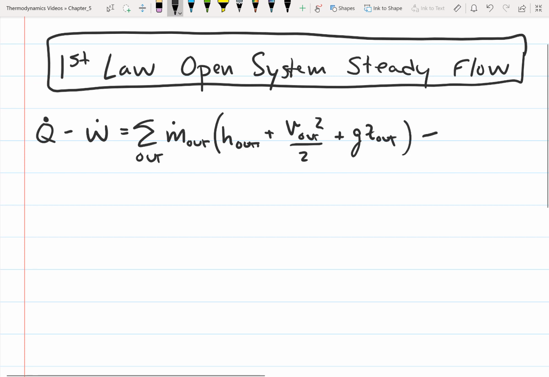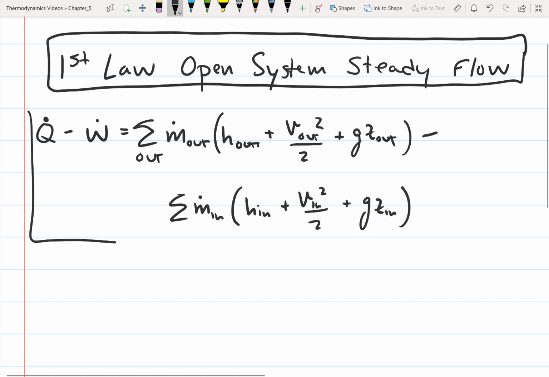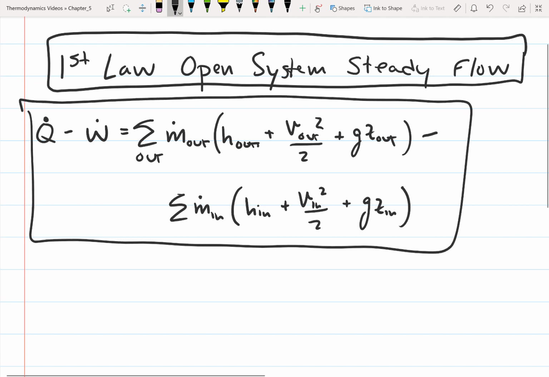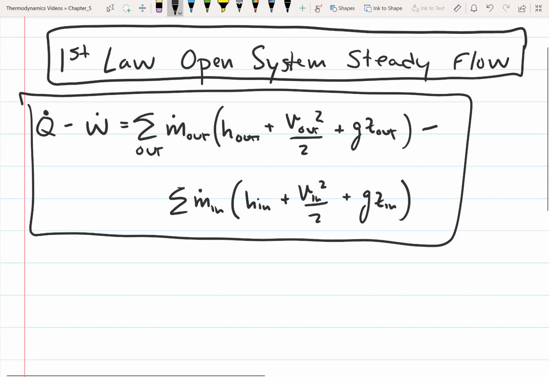And then we have minus, and we're going to sum these streams as well. So we have m dot in, multiplied by the enthalpy in plus the kinetic energy in, plus the potential energy in. So this is our equation for the energy balance. This is the first law for a steady flow problem that's an open system with multiple inlets and outlets.